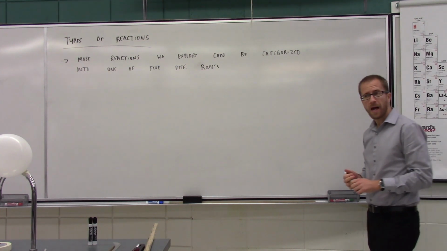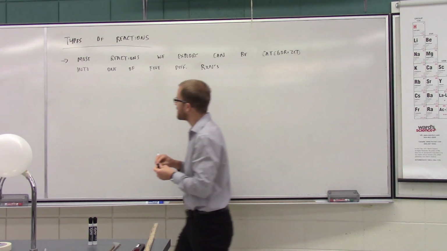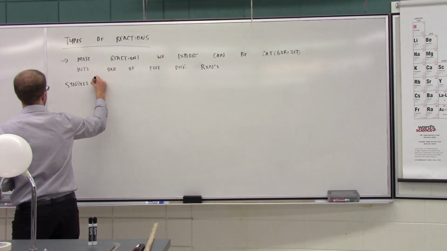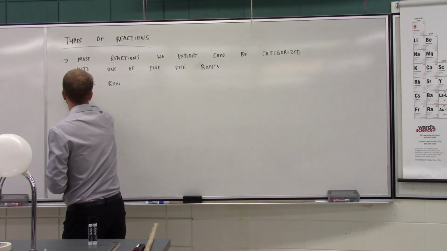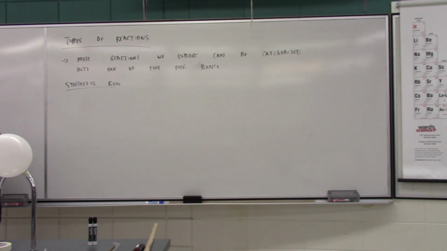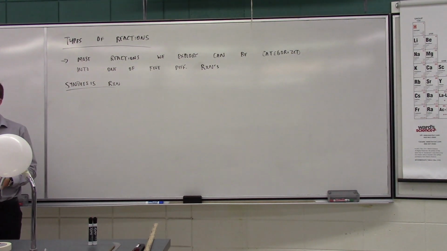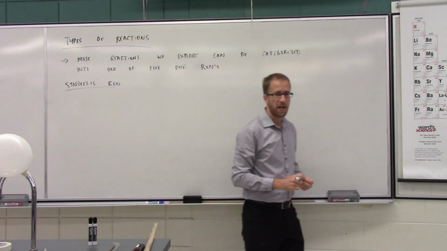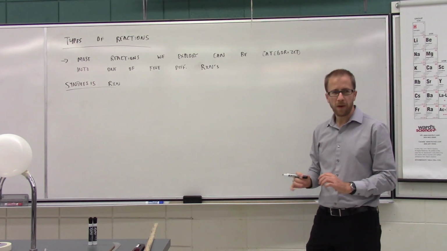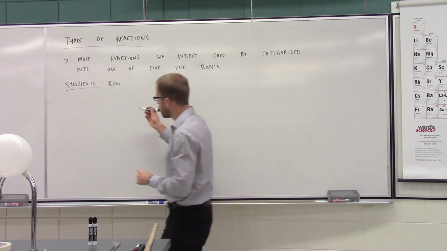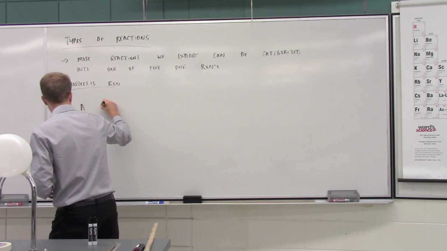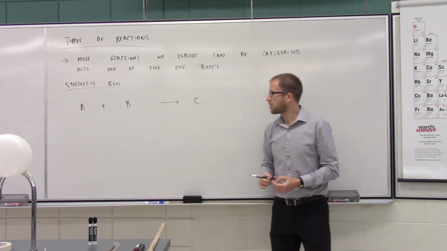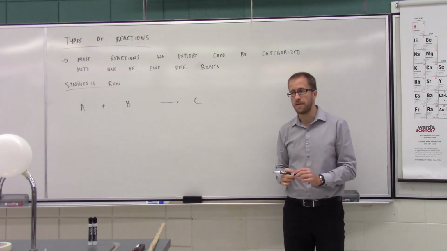Now, the first type of reaction we are going to explore today is a synthesis reaction. A synthesis reaction. Now, I'm going to be using what's called the general form for many of these reactions today. And I'm going to explain what these letters mean, but just don't be super confused by this right now. A plus B gives you C. So that's going to be the general form of a synthesis reaction.